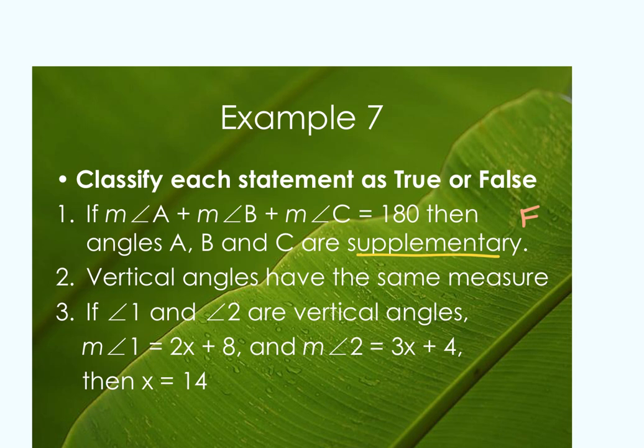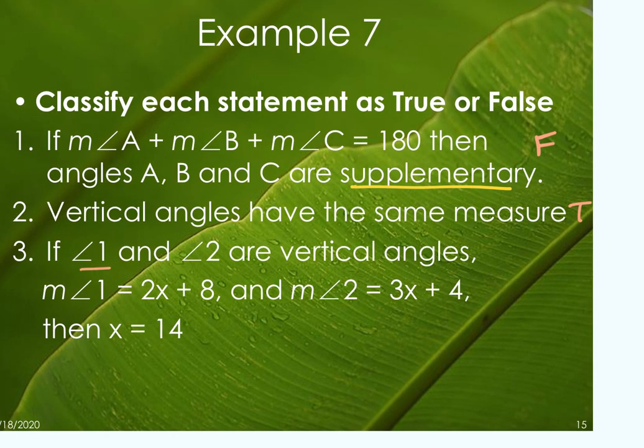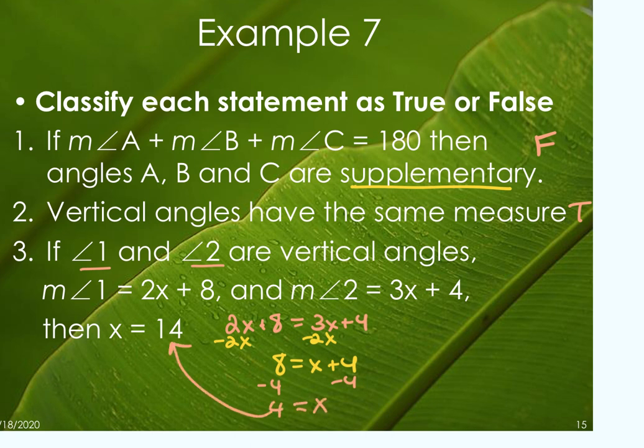2 vertical angles have the same measure. This is true. All vertical angles are congruent. And 3, if 1 and 2 are vertical angles and the measure of angle 1 is 2x plus 8 and 2 is 3x plus 4, then x equals 14. Well, we got to do a little bit of work to get to this one. If 1 and 2 are vertical angles, it means they're equal. So 2x plus 8 would equal 3x plus 4. And then subtract your 2x. 8 would equal x plus 4. Subtract your 4. And x would equal 4, not 14. So this one's false.